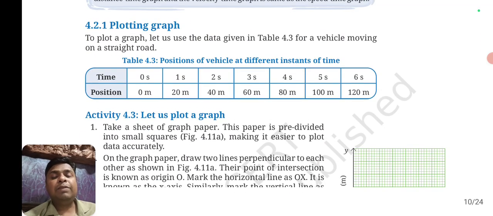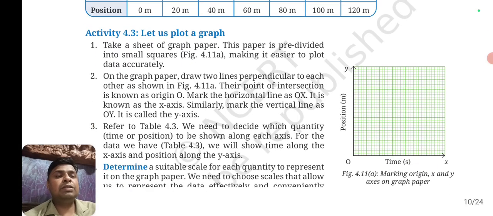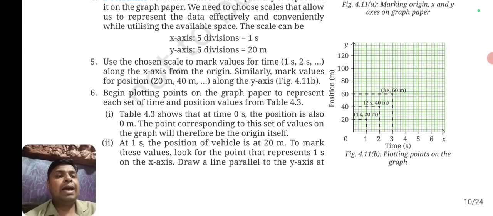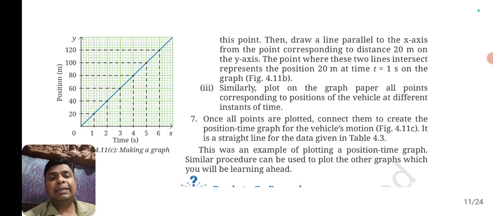So look at this table. We have position at 0, 1 second, 2 seconds and so on, and 20 meters, 40 meters, 60 meters. So you can draw a graph related to this. Take a sheet of paper and pre-divide it into smaller squares. Smaller squares will help you to draw the graph. Now draw a horizontal line and a vertical line and show time and position. Represent the values and join them, and you will get a line like this.